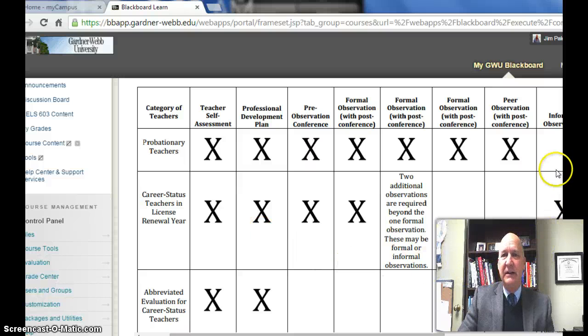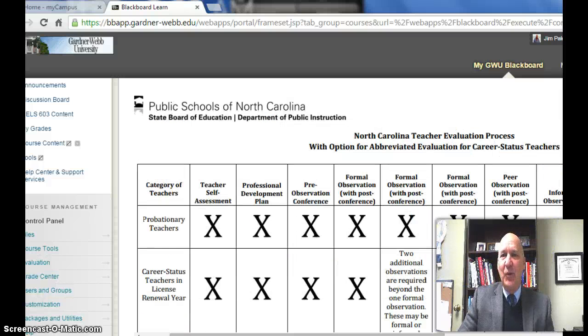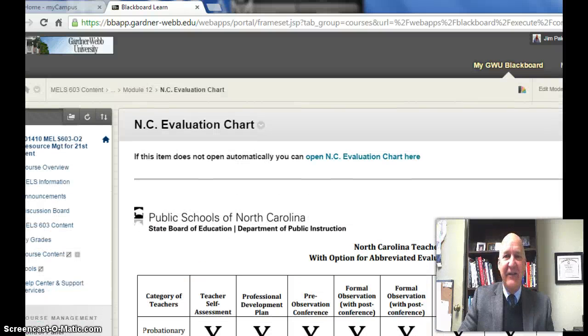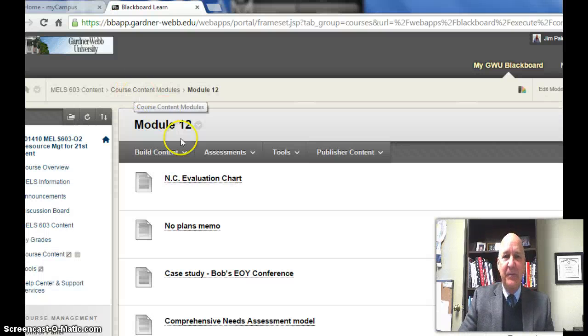So that's telling you what we know right now about the observation and evaluation process in North Carolina. Again, stay tuned because the legislature has ideas and the courts have ideas, and we're moving forward.